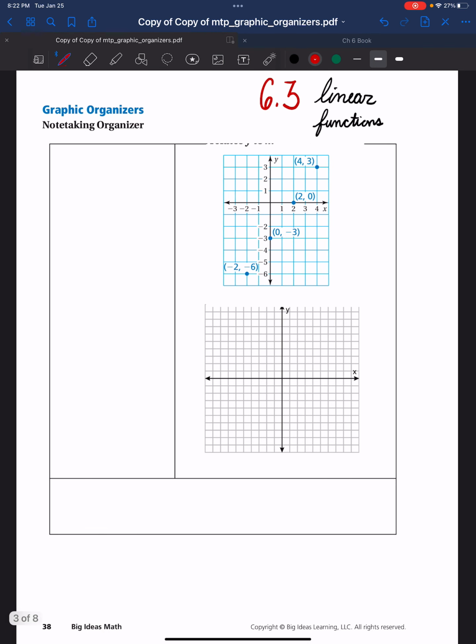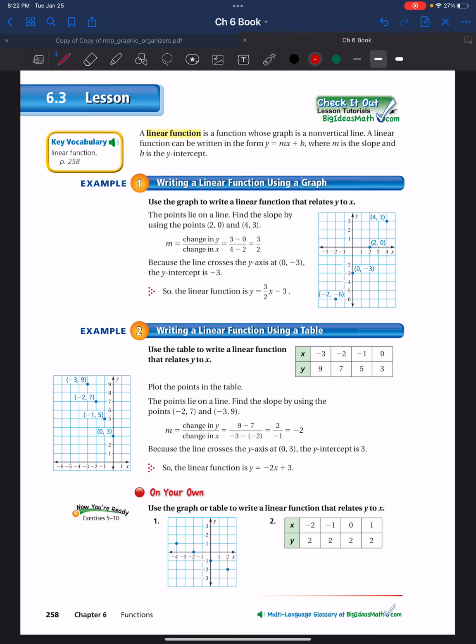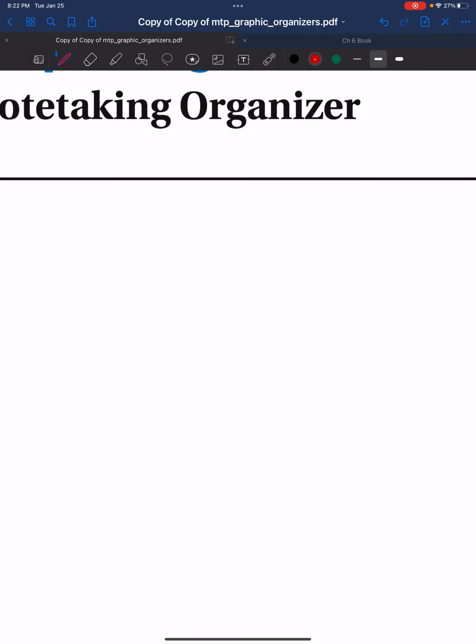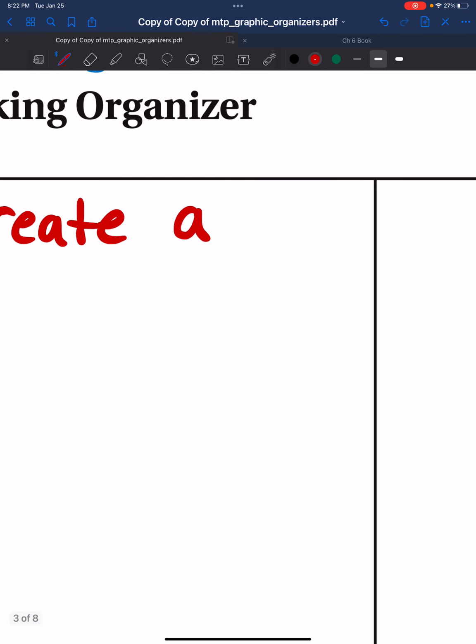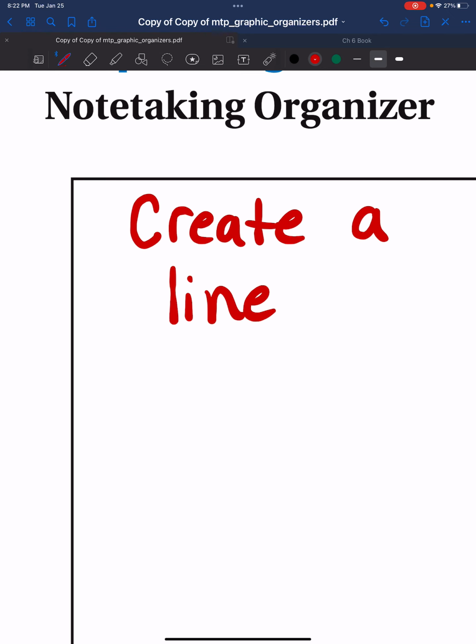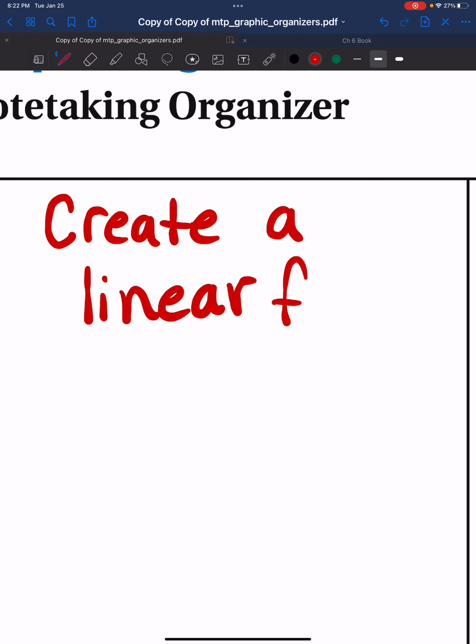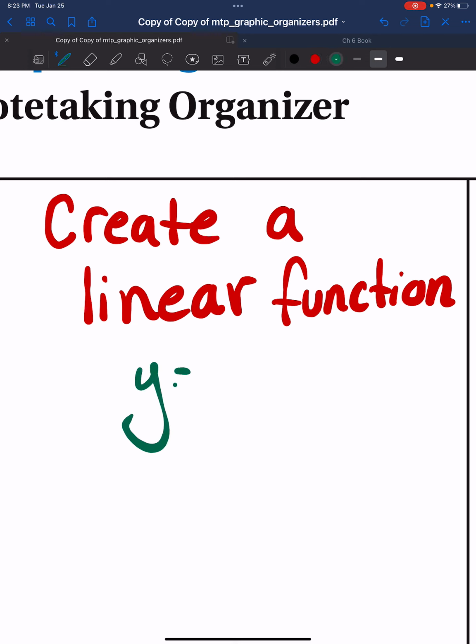It's saying, given that graph, I want you to create a linear function. Create a linear function. And guess what, guys? We've been doing this for 3 chapters now. When you are creating a linear function, all you're doing is creating a y equals mx plus b equation.